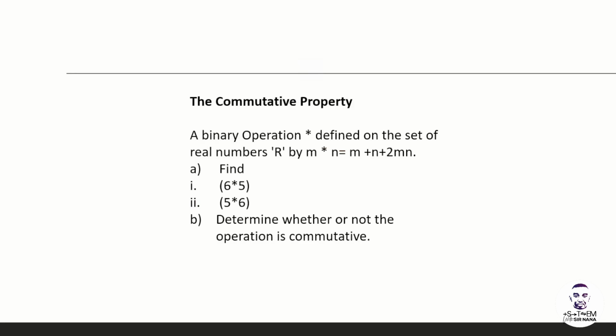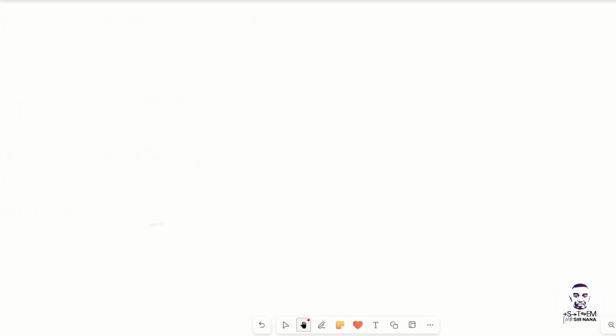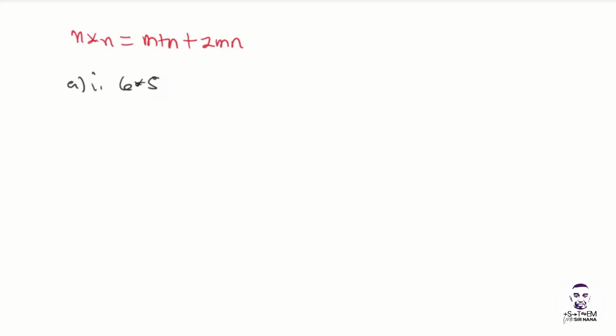Here it says a binary operation star defined on a set of real numbers R, where M operation N is equal to M plus N plus 2MN. Now we have to find 6 operation 5 and 5 operation 6, and we have to determine whether or not the operation is commutative. So now let's consider a solution for this. In this question, we are given M operation N to be equal to M plus N plus 2MN, and we have to determine 6 operation 5.